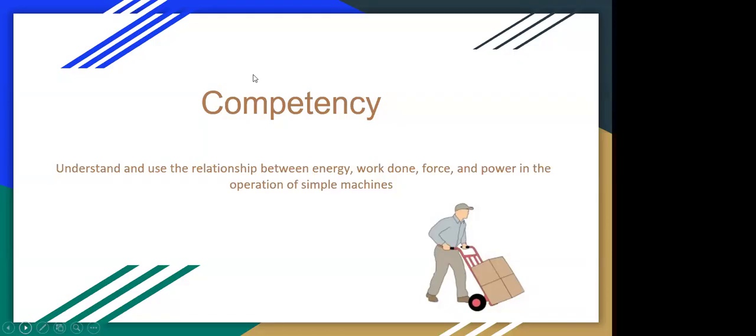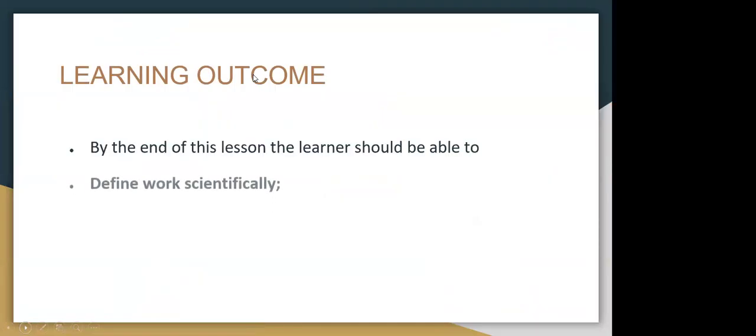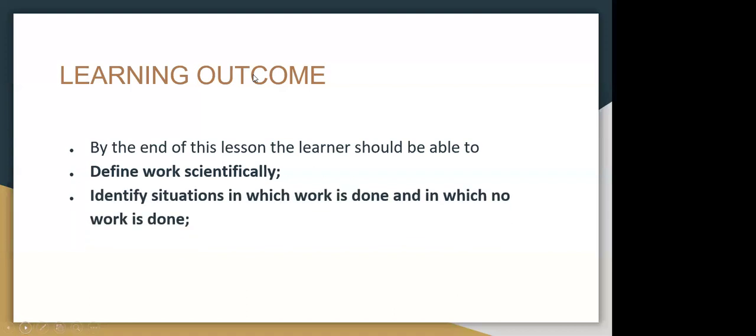I think people have finished. Then we have what we call the learning outcomes. So what do we expect to know by the end of this lesson? By the end of the lesson, I will expect each one of you to be able to define work. You must be able to identify situations in which work is done and in which no work is being done.